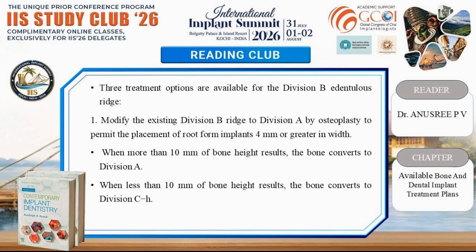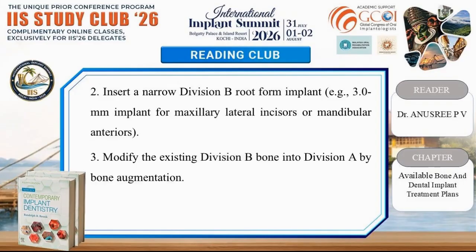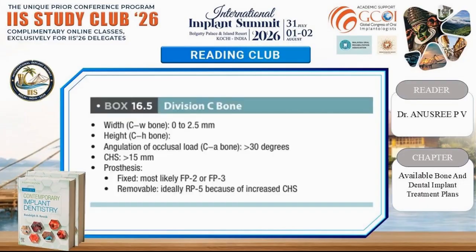When less than 10 mm of bone height results, the bone converts to Division C minus H. Second one is to insert a narrow Division B root form implant. And third one is to modify the existing Division B bone to a Division A by bone augmentation. Moving to Division C, compromised bone, box 16.5 denotes Division C bone.